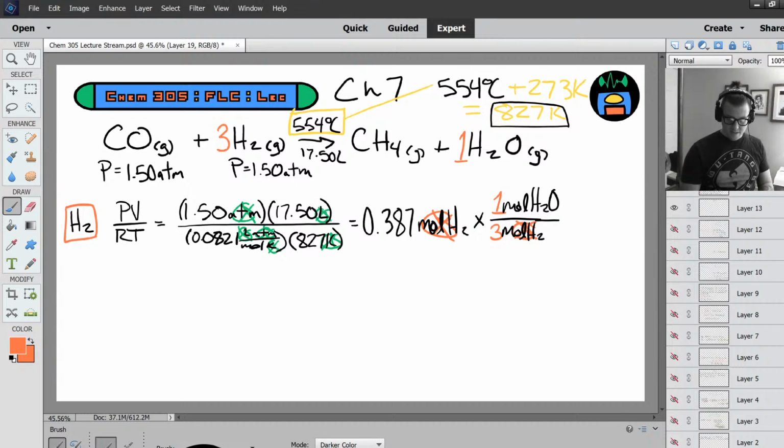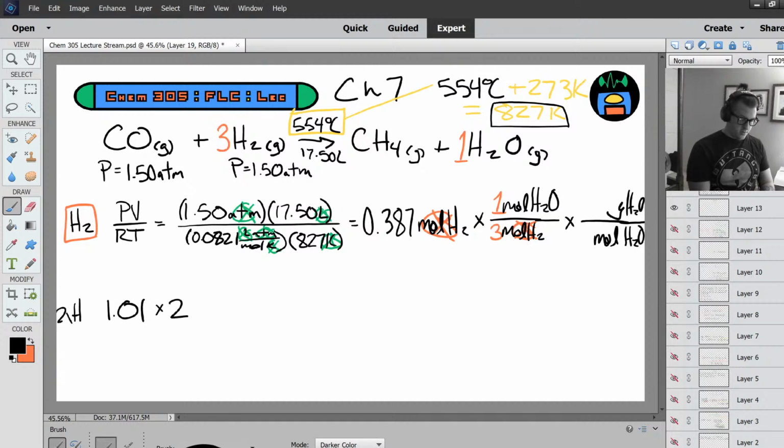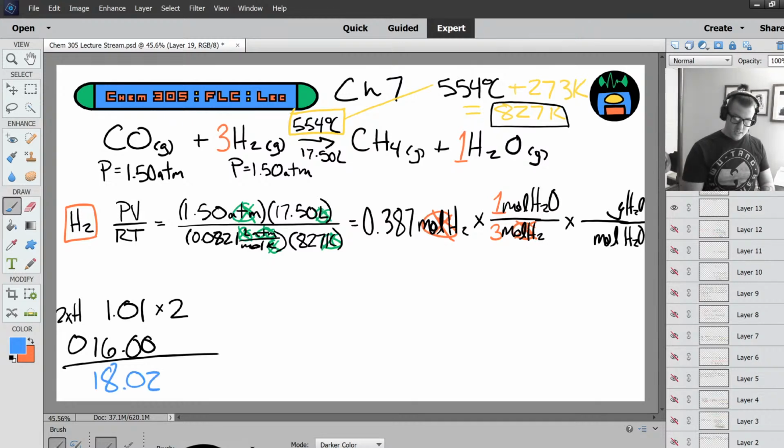And then finally, we want to convert between moles of water and grams. To calculate our molecular mass, hydrogen has an atomic mass of 1.01. There are 2 of them in water. Oxygen has an atomic mass of 16.00. So these will add to give us the molecular weight that we know and love, 18.02 grams per mole.